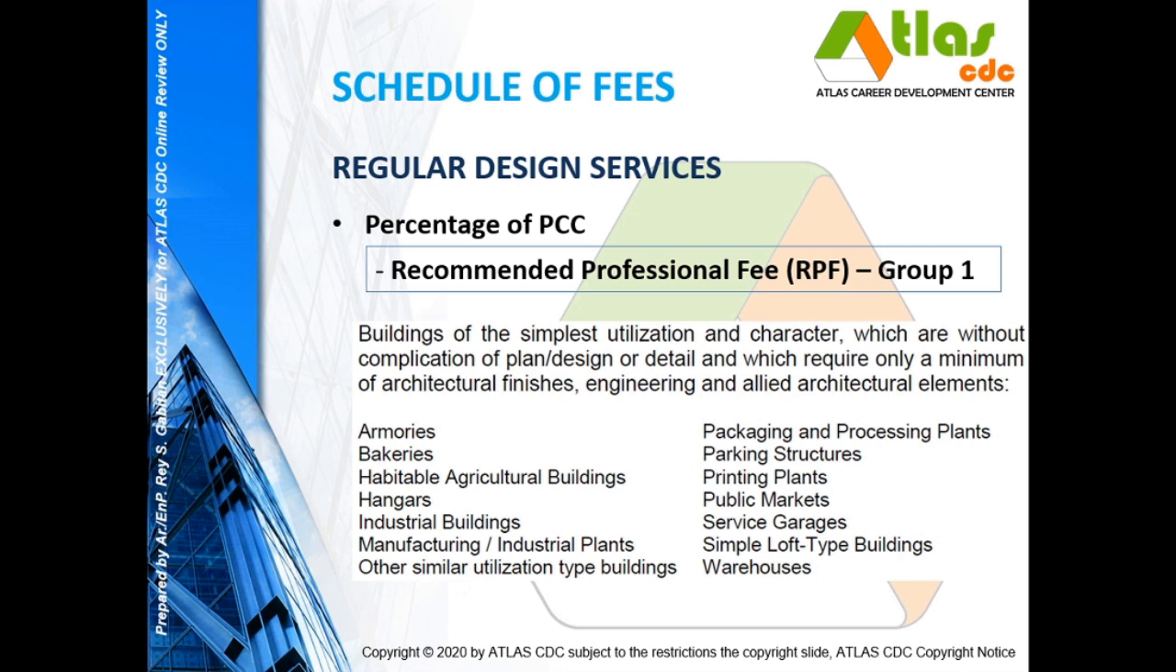So for group 1, we have these particular buildings classified as simple buildings. So buildings of the simplest utilization and character, which are without complication of plan, design, or detail, and which require only a minimum of architectural finishes, engineering, and allied architectural elements like armories, bakeries, habitable agricultural buildings, and so on.